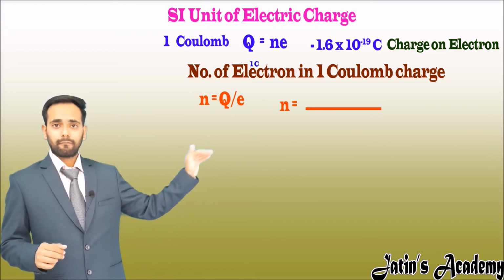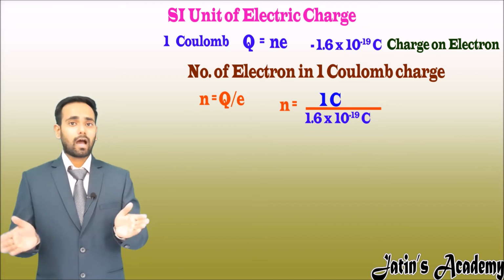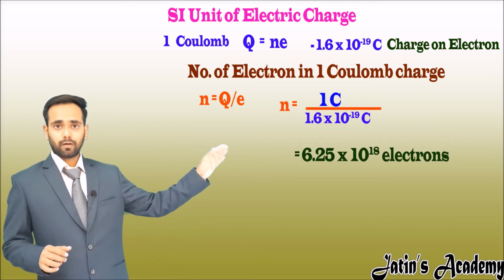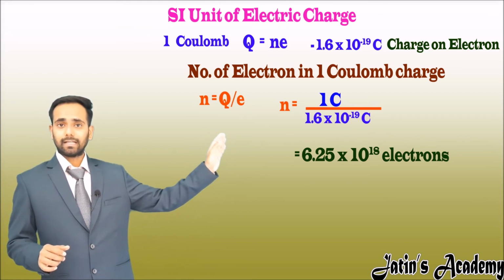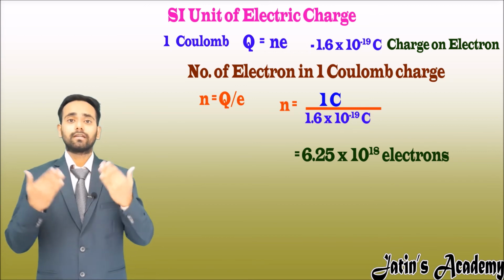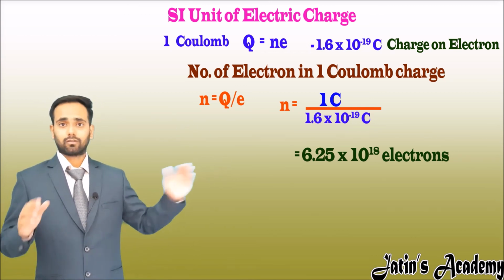N we get 1 upon 1.6 into 10 raised to power minus 19. After solving, we get 6.25 into 10 raised to power 18 electrons. It means in 1 coulomb of charge there are 6.25 into 10 raised to power 18 electrons present.